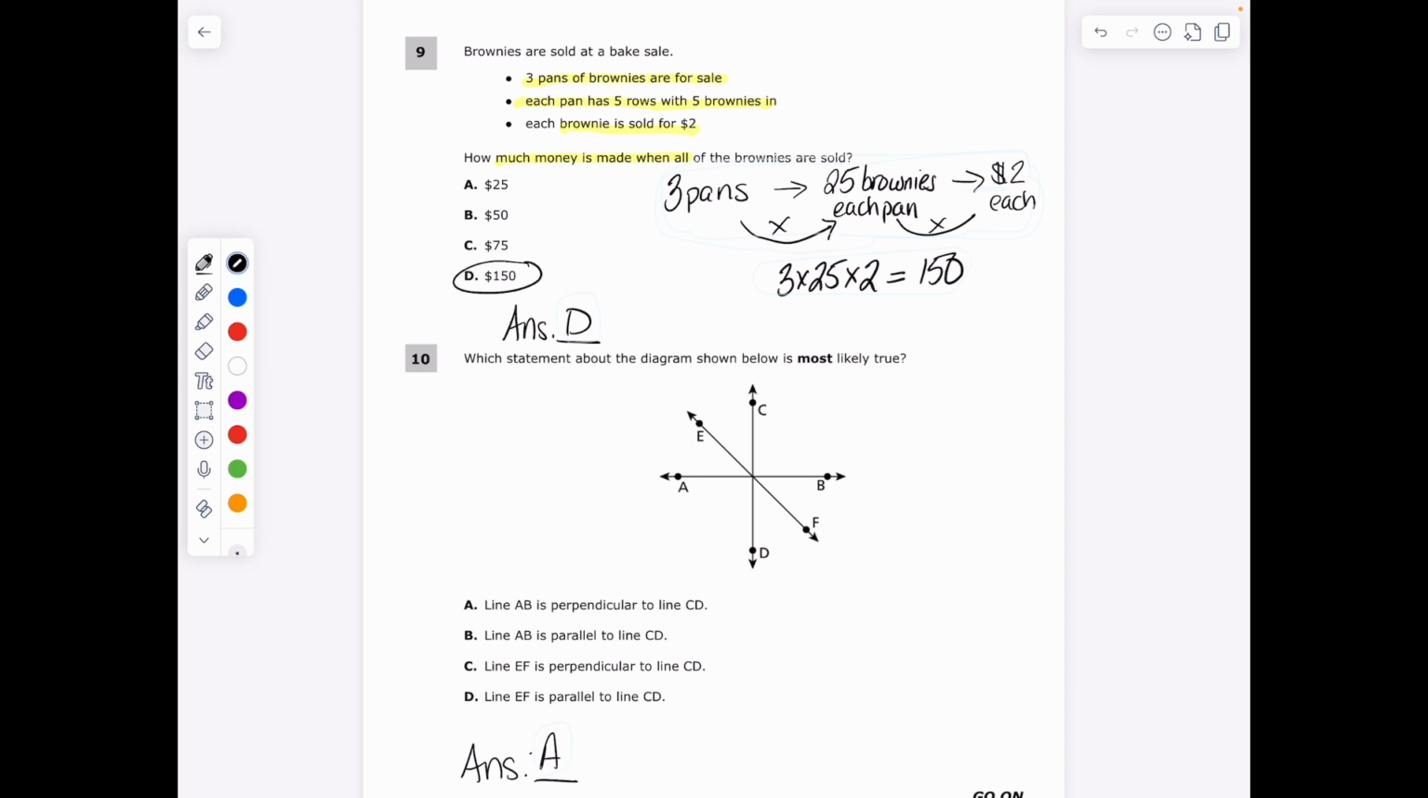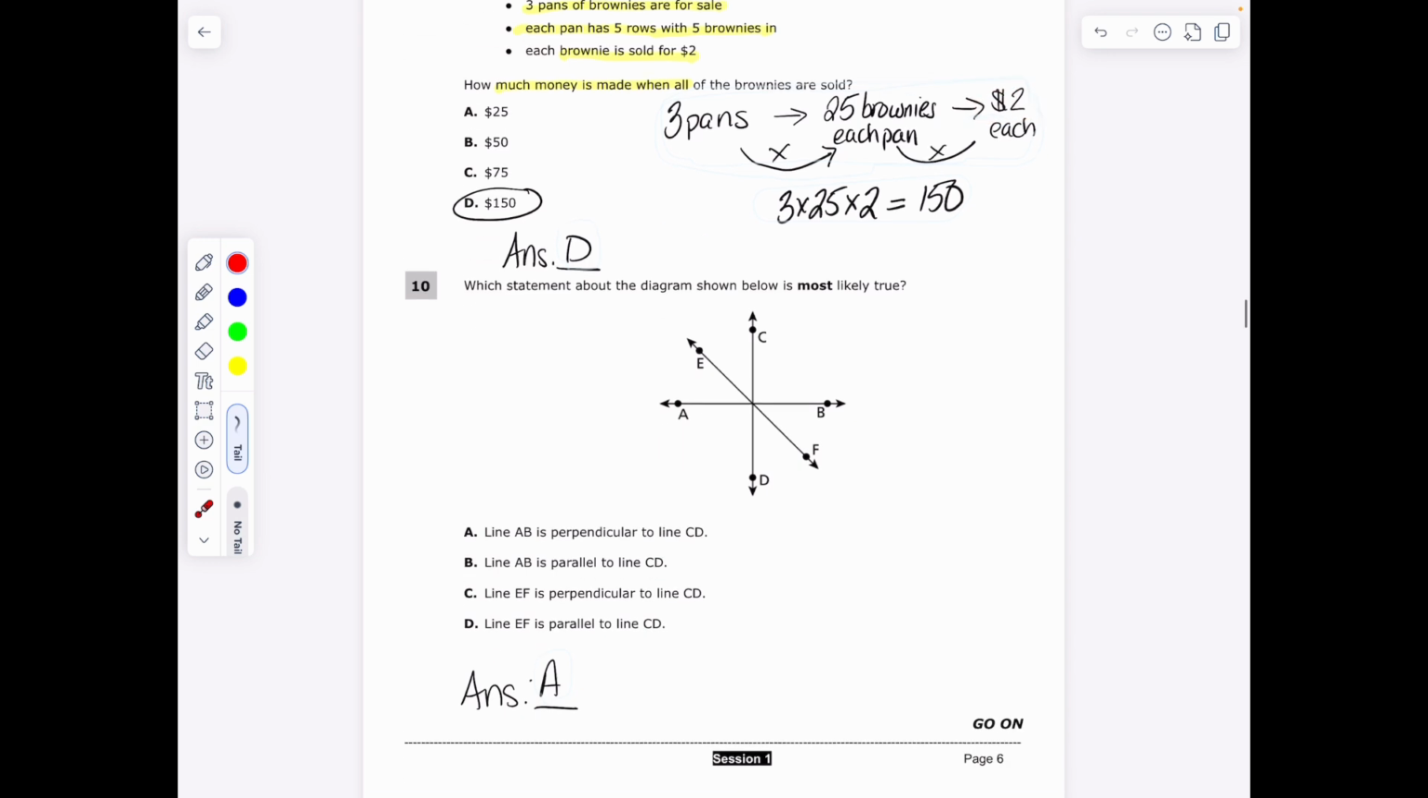Now, if you need to do it in smaller pieces, that's okay, because I recognize sometimes that happens. So you can just think of it piece by piece. 3 pans with 25 brownies, and that will give you 75. And then you can do 75 times 2.